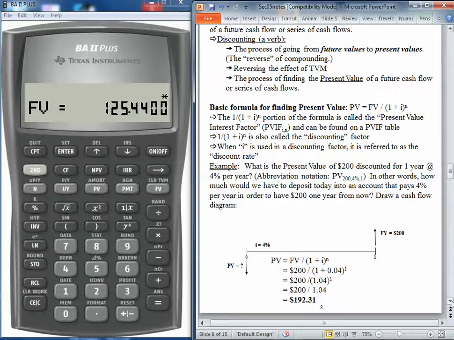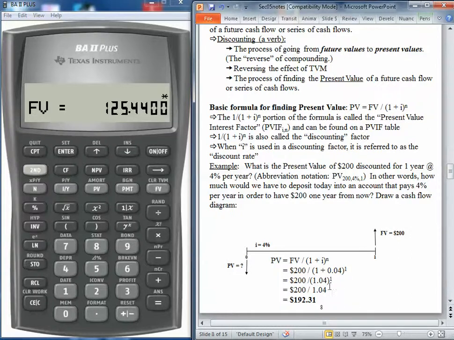We can draw a cash flow diagram just like we have before. So we have a present value, which is unknown, at an interest rate of 4% per year. For 1 year, we need $200. You can see that the down arrow represents the investment or an outflow. The up arrow represents a return or an inflow.